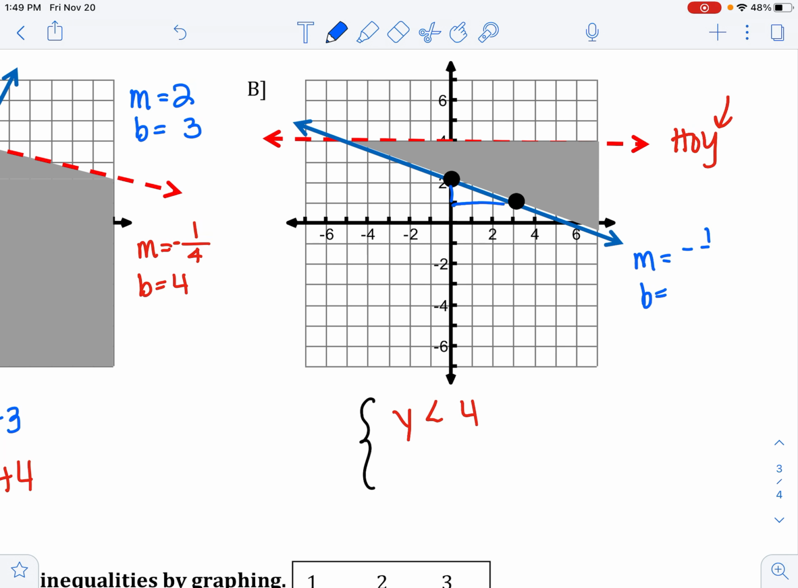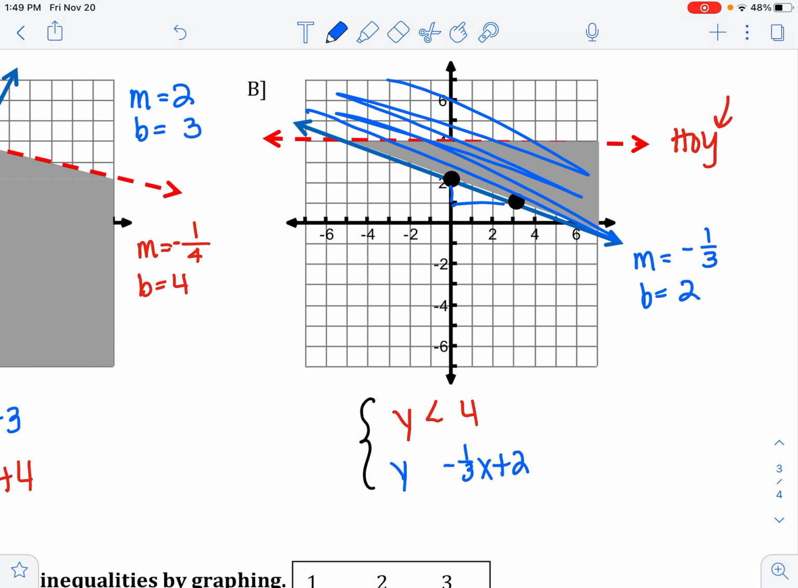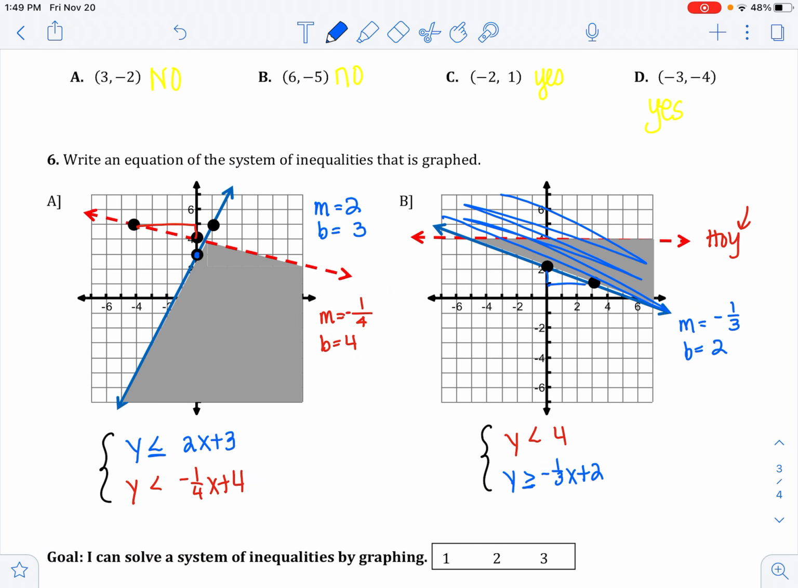Okay, so I need the slope and the y-intercept. The slope, it's down 1, right 3. Negative 1/3. My y-intercept is 2. So that's y equals negative 1/3 x plus 2. And now I need to know my inequality symbol. This one's shaded above that line, so this is greater than. It's solid, so greater than or equal to.